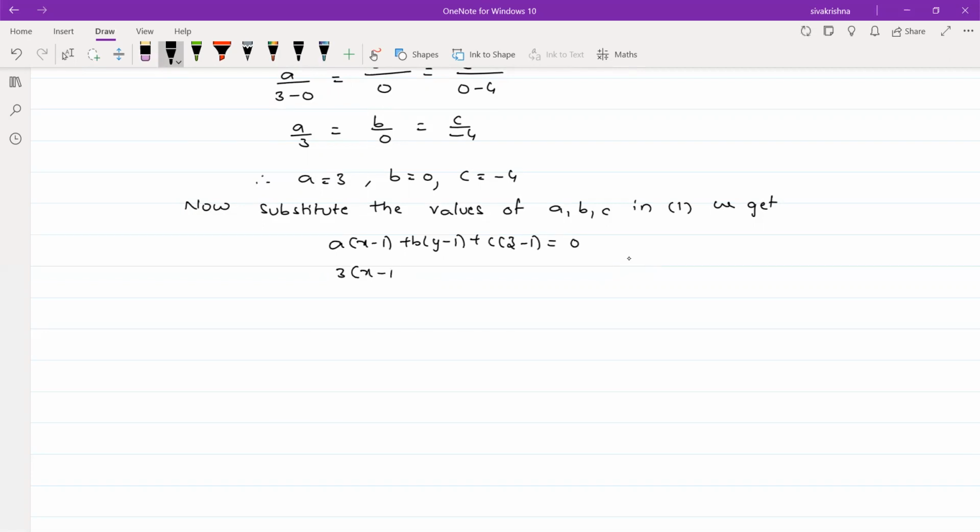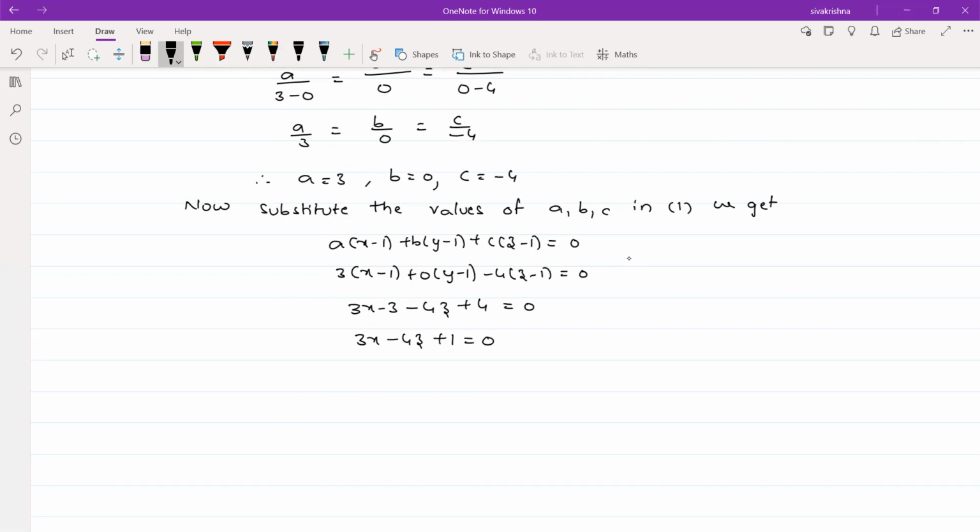So 3 into x minus 1, the value of b is 0, it means 0 into y minus 1, plus c, which is minus 4, into z minus 1 is equal to 0. So we have to multiply x minus 1 by 3, so that we get 3x minus 3, and 0 into something gives 0, so that term should be 0. After that we have to multiply minus 4 with z minus 1, so that we get minus 4z, minus into minus is plus 4, is equal to 0. Finally we get 3x minus 4z plus 1 is equal to 0.